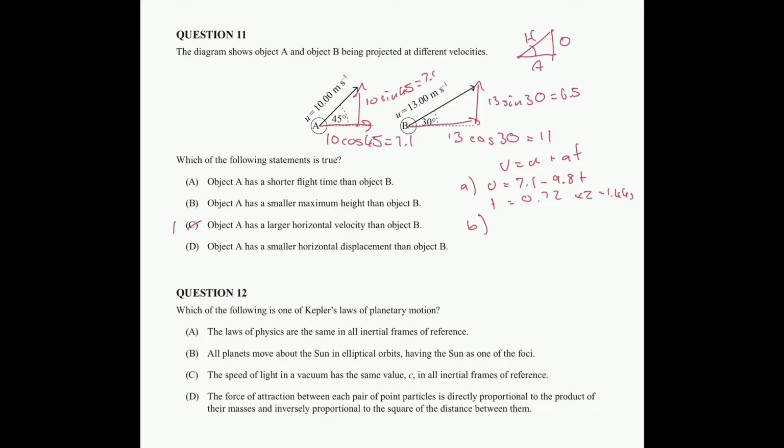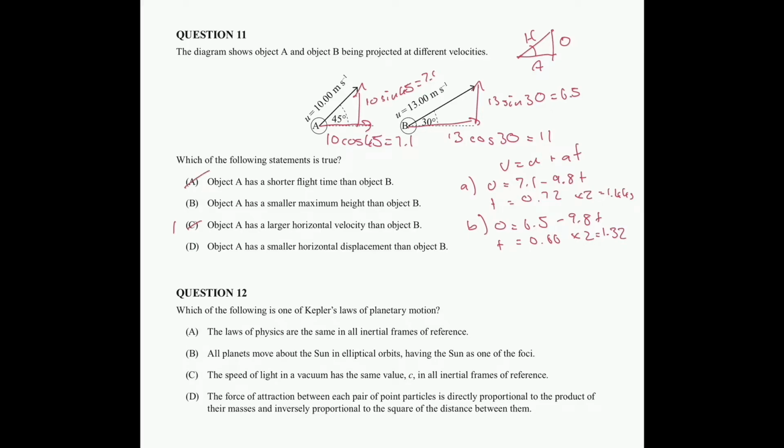For object B, we're going to do the same. 0 is equal to 6.5 for our vertical initial velocity, minus the 9.8 t. T ends up being rearranged to be 0.66. We again times that by 2 for the total 1.32. So A in this case has a longer flight time, so we've already ruled out this option here.